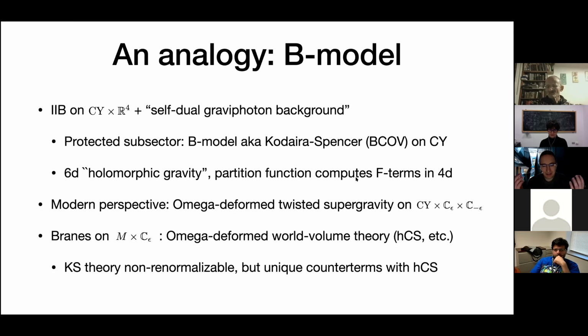On the other hand, you can think about that as saying that the whole structure was really very rigid. Even if I did not know about topological string theory, Kodaira-Spencer theory coupled to branes is so rigid that it's essentially uniquely determined. And even if I did not know about the worldvolume theory on branes, I could derive it just from the fact that it can be coupled to Kodaira-Spencer theory, presumably.